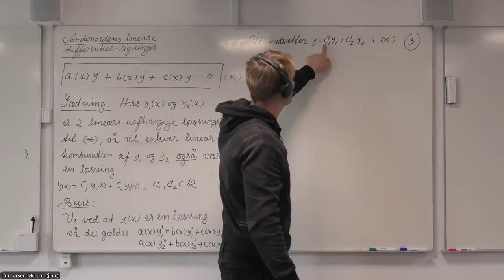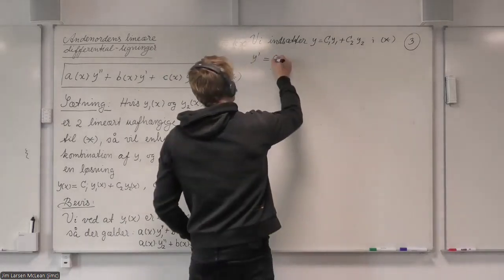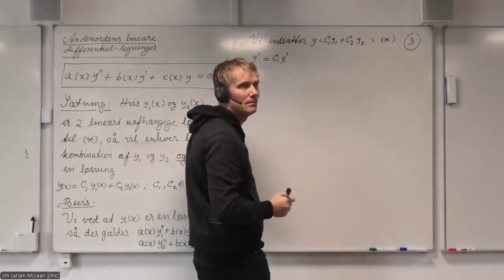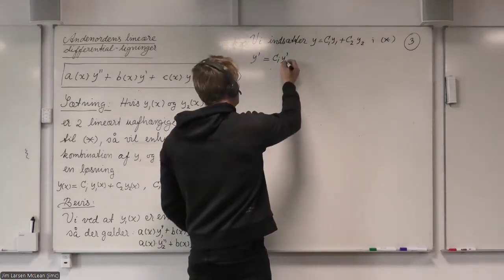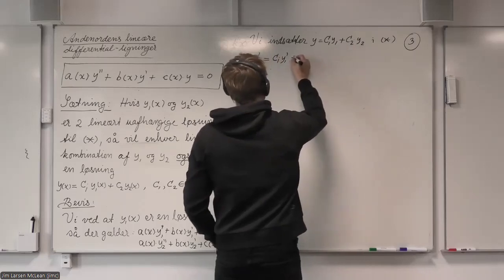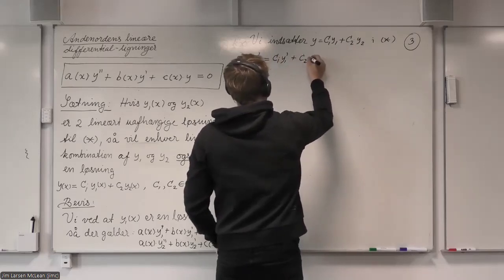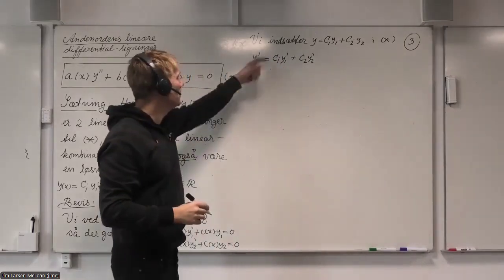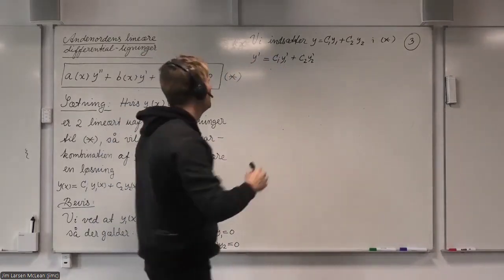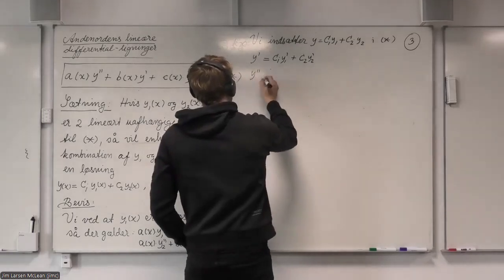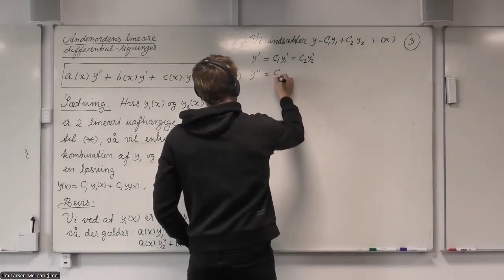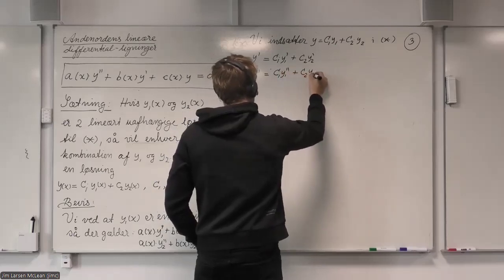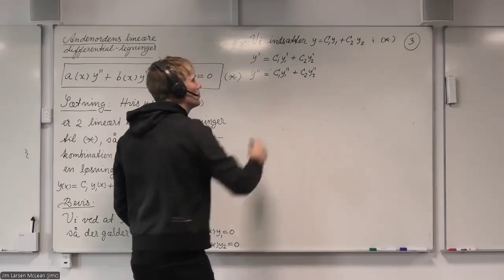Because how do you differentiate a constant multiplied by a function? Well, the constant remains, and the function is differentiated. So it says c1 y1 prime. Then we take that one. It gives c2 y2 prime. So now we have found y prime. So let's find y double prime. That gives c1 y1 double prime plus c2 y2 double prime. Because again, I just need to let c1 and c2 stay and differentiate once more.